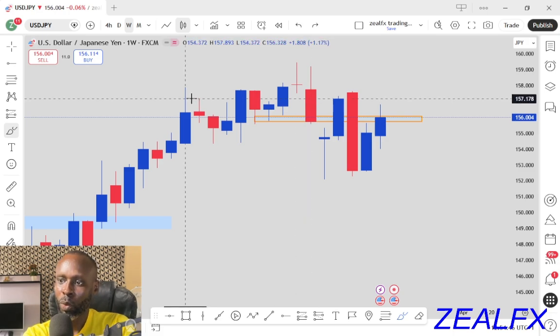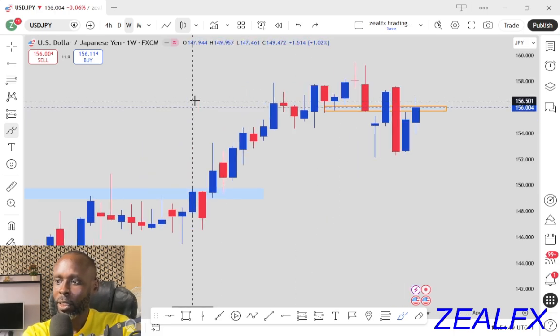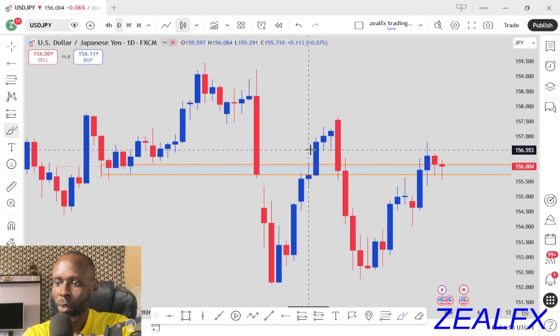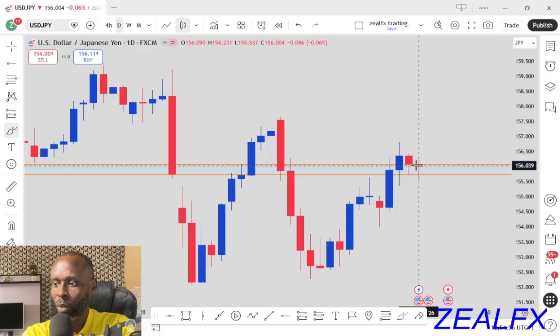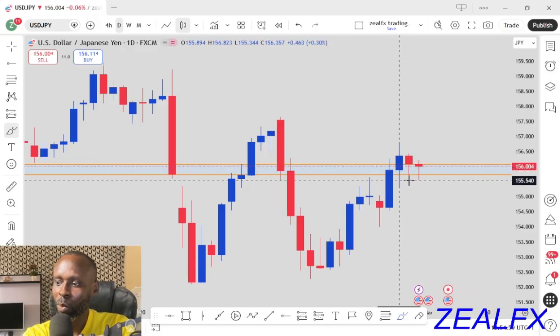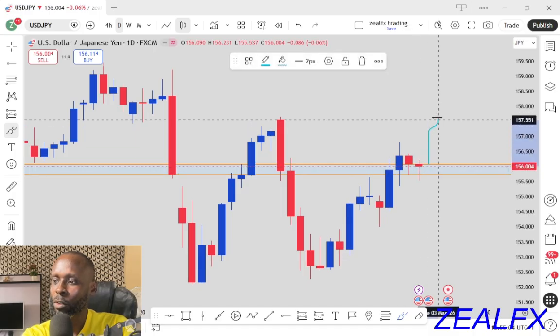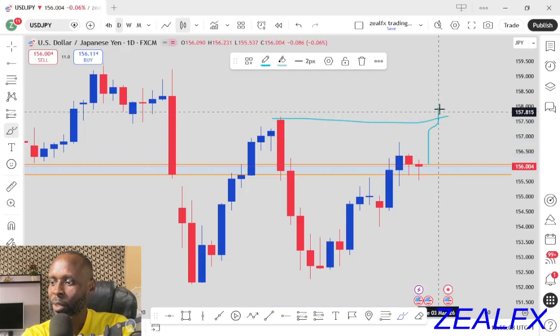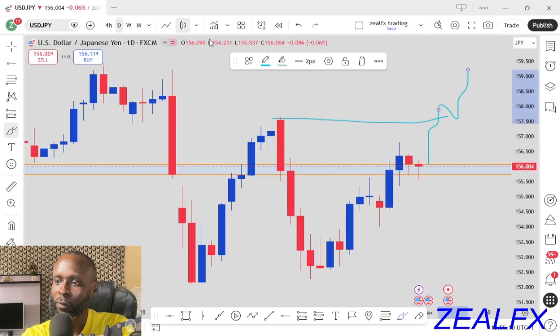So let's go back to our daily chart. On my daily chart now, you can clearly see that the price on the daily chart closed on the support level. The price on the weekly chart also closed on the support level, which indicates we're expecting more buy continuation for the USDJPY to this resistance level, and a break of this resistance might trigger more buy opportunity for the USDJPY this week.